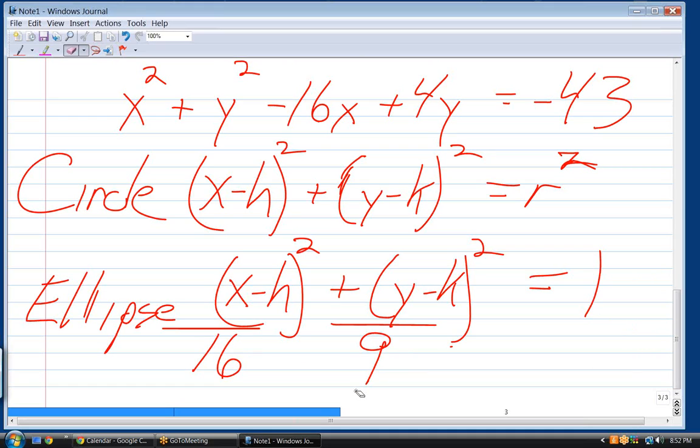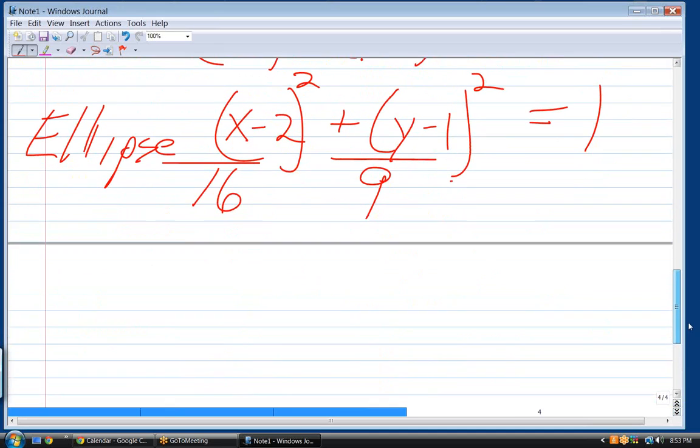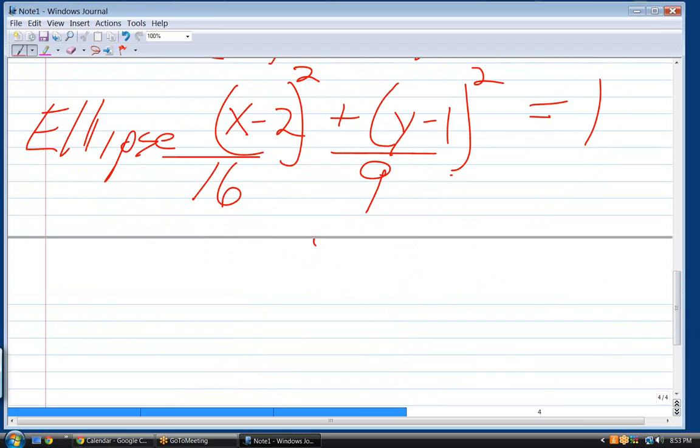If she said there's going to be a graphing one on there, let's say, just looking at this right now, how the 16 is under the x, so that's going to go to 4. Does that mean that it's going to go out 4 each direction horizontally from the origin? Yeah, let's graph this. I put in numbers. So where's the center of my ellipse?